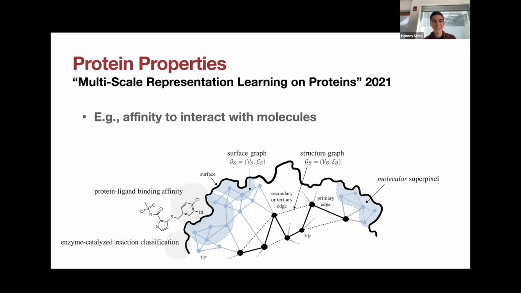Was that the right sentence? Does this protein catalyze a particular reaction? Is what I wanted to say. So is it an enzyme for a particular reaction?